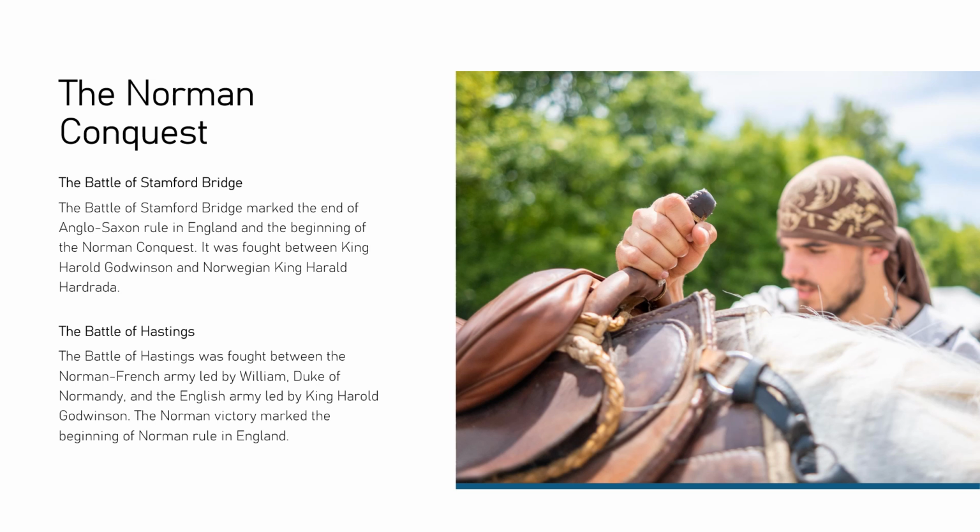The Battle of Hastings. The Battle of Hastings was fought between the Norman French army led by William, Duke of Normandy, and the English army led by King Harold Godwinson. The Norman victory marked the beginning of Norman rule in England.